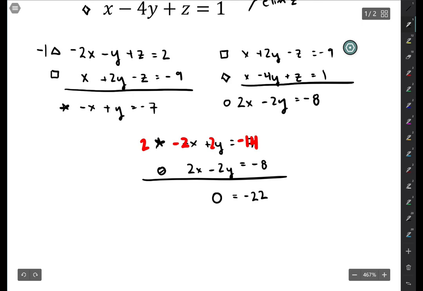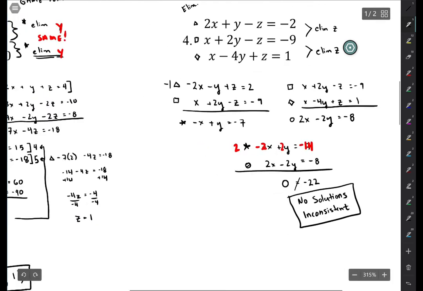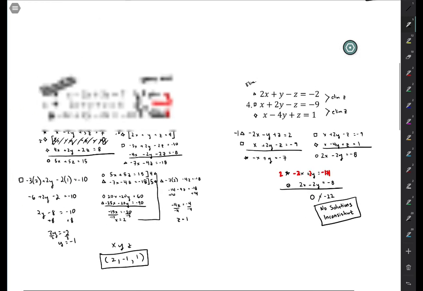Okay, that is not a true expression. Therefore, this is an example of no solutions, or inconsistent. So don't panic if you end up with something like that. That is still possible. Again, you might do these a little differently. So it's very important to practice, keep your work neat, and of course just try your best.